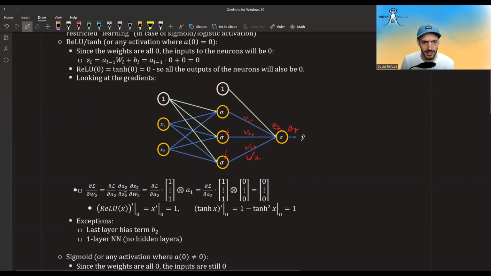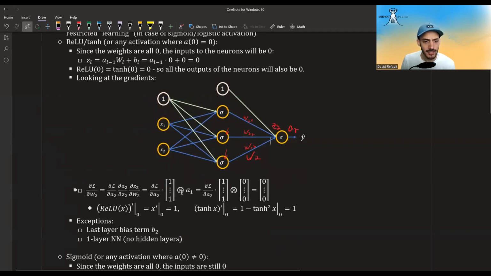Now, the derivative of A2 with regards to Z2 will just be a vector of 1s, in this case a vector of 3 ones. Why? Because the derivative of these activations, both ReLU and TANH: the derivative of ReLU, if the input is above or equal to 0, is just x dash, which is just 1. So it's a constant derivative. And for TANH, the derivative is 1 minus TANH squared. And when you plug in 0, this is equal to 1. So this will be a vector of 1s.